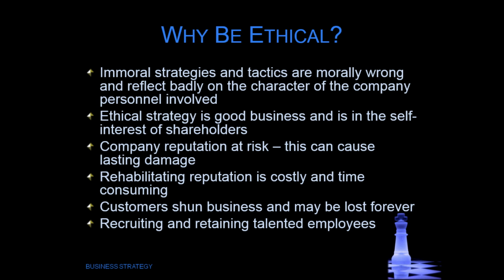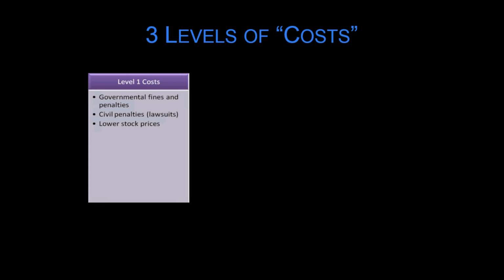The level one costs are those that are most obvious. These are things like governmental fines and penalties, lower stock prices, and civil penalties. These are obvious, but they're actually, in the long run, the lesser of the expenses.